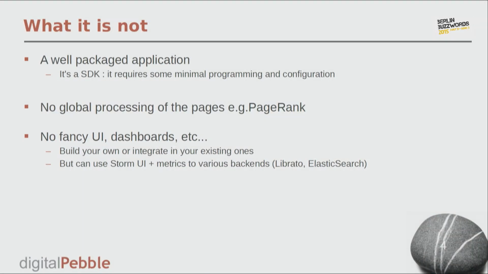What it's not, being an SDK, is a well-packaged application, so there's a minimum amount of code and configuration that you need to do. There's also no global processing of the pages, like doing a page rank, like Nutch can do. That's because it's backend specific. It depends on where you store your data. It would typically be done with a MapReduce or a Spark job, so that's a bit outside the scope of Storm Crawler. And it doesn't have any fancy UIs or dashboards.